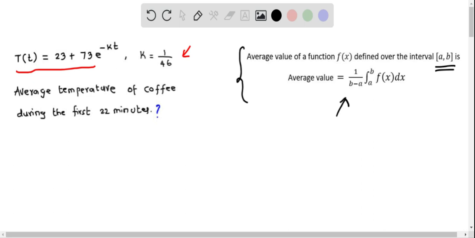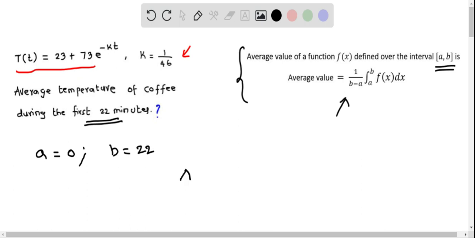So first let's determine the a and b values. Since we have to find the average temperature during the first 22 minutes, we can say that the a value equals 0, that is in time, and b equals 22. So these are the extreme values of time which we are going to utilize in the formula.